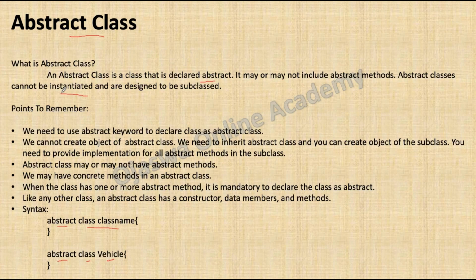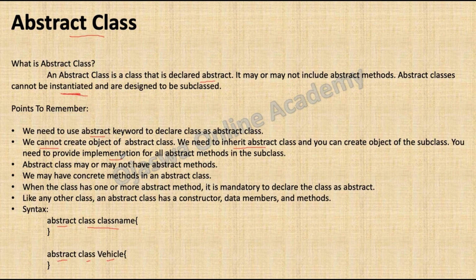So you need to remember this. Abstract class cannot be instantiated. That means you cannot create object of abstract class. And when you want to force your class to be subclassed, in that scenario, you can declare your class as abstract class. Points to remember: we need to use abstract keyword to declare class as abstract class. We cannot create object of abstract class. We need to inherit abstract class, and you can create object of the subclass.